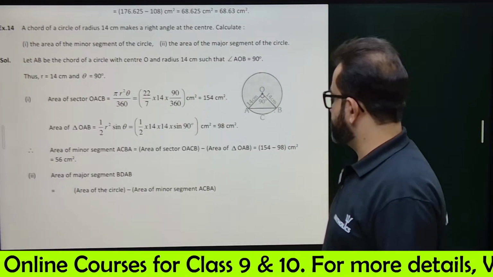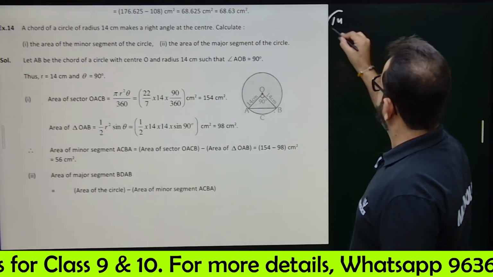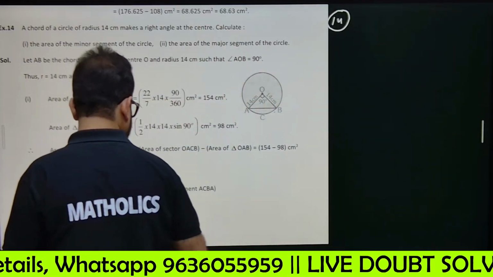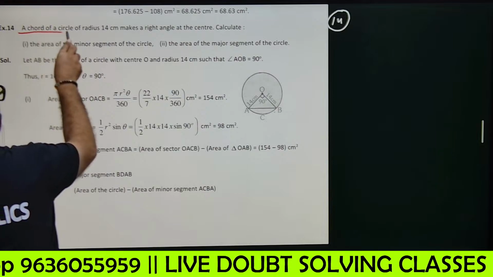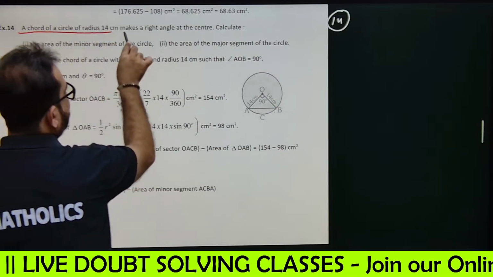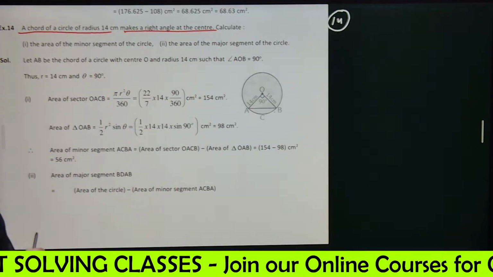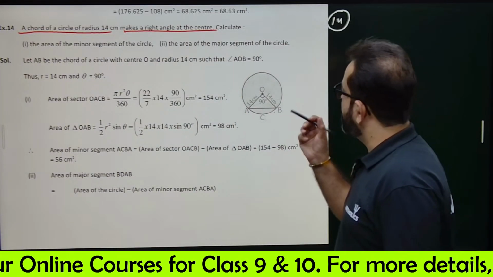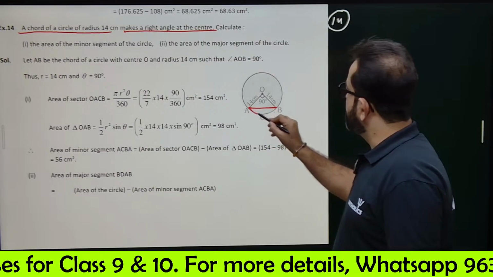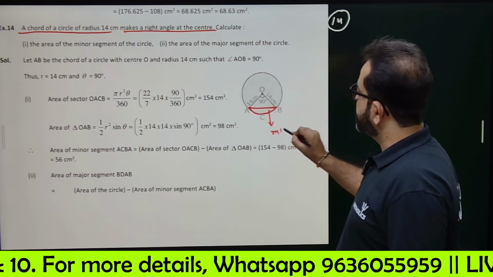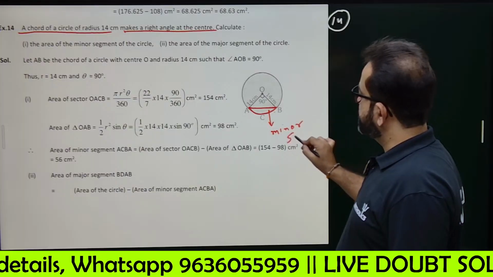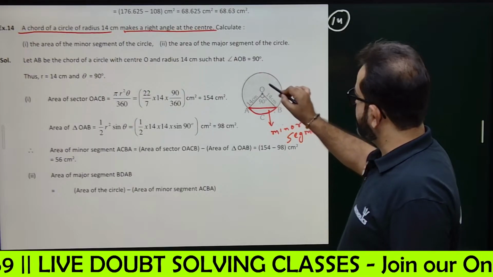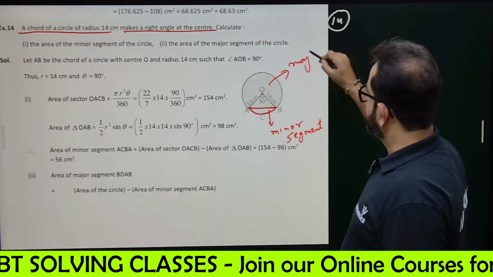Question says a chord of a circle. Question number 14. It says chord of a circle. This is chord of a circle. Chord of a circle of radius 14 centimeter makes a right angle at the center. Calculate the area of the minor segment and major segment. Segment, I have told you what are segments. If this is the chord, this lower one is minor segment. And this up bigger one, it will be major segment.